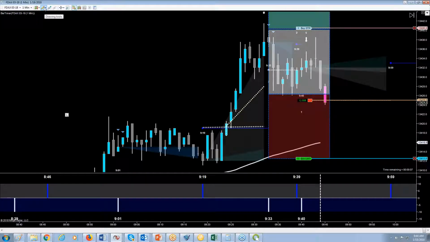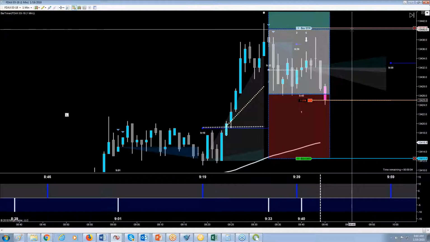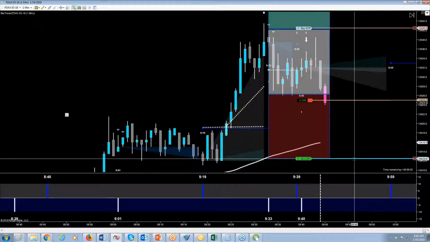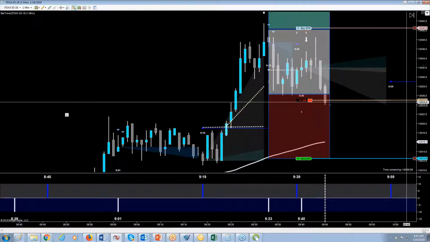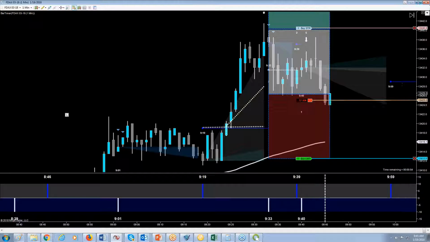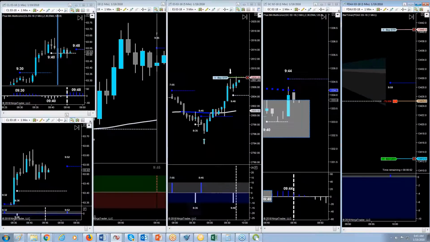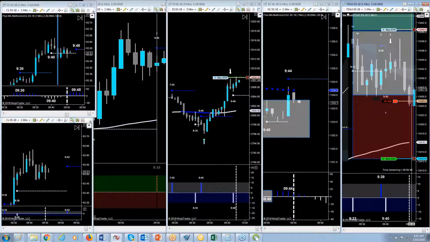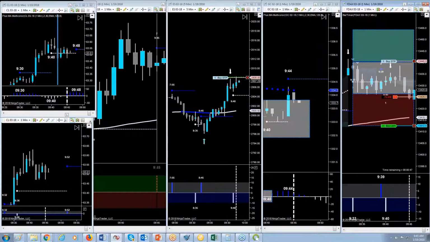All right, so this becomes a buy stop. That becomes a buy limit. And we'll wait and see what happens here. Go ahead and scrunch up the chart. See what the hell it does.